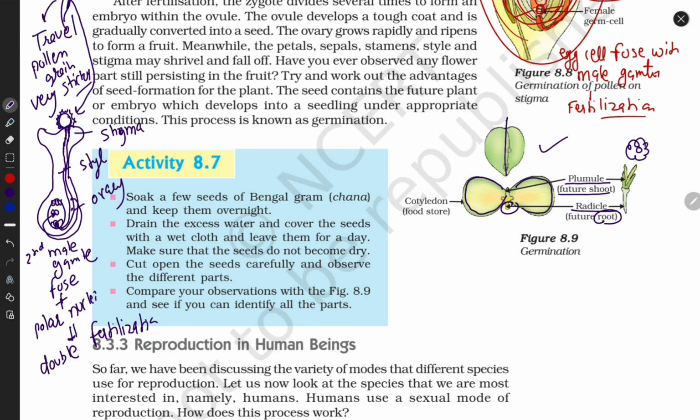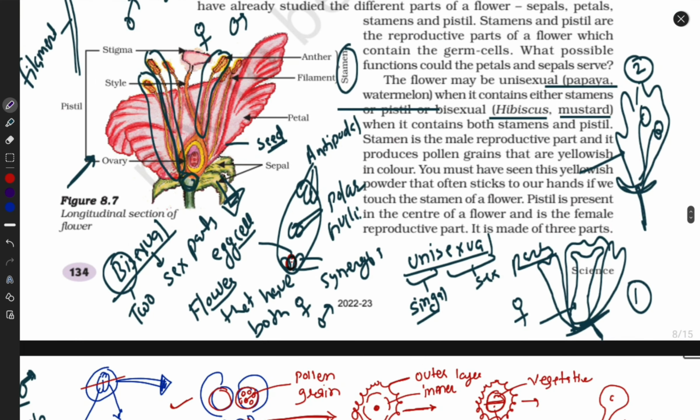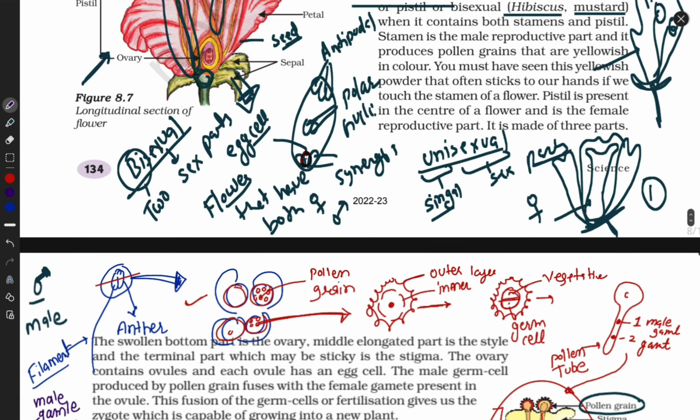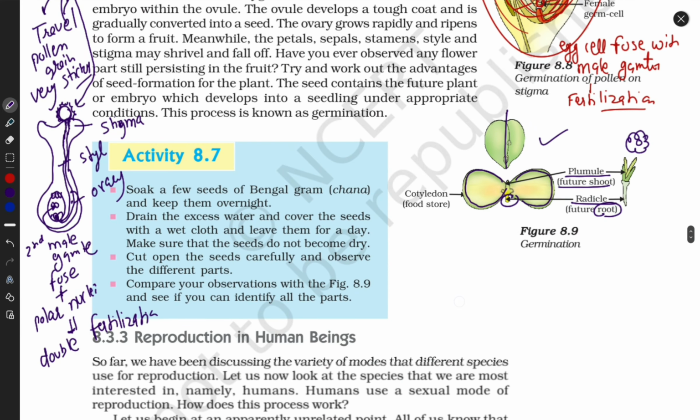Okay, guys. So this is a reproductive part of the plant. We call it a flower. Clear, guys? Very clear. In the next video, we will cover the human reproductive organs.